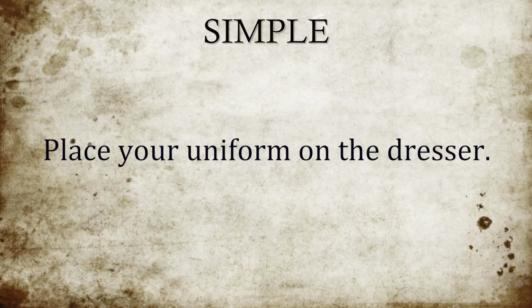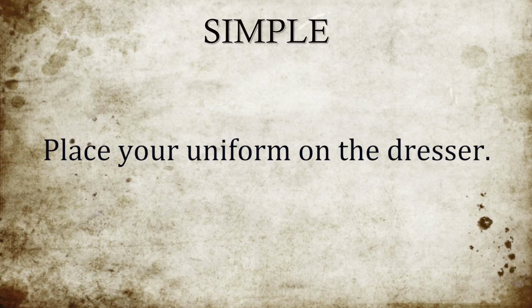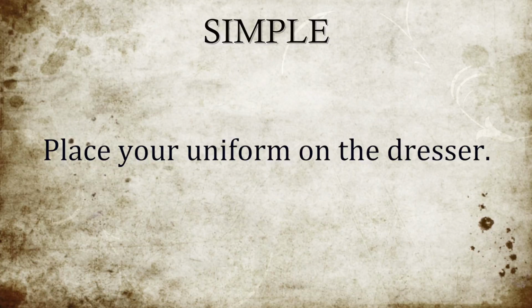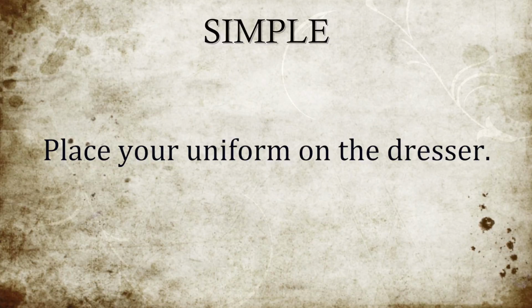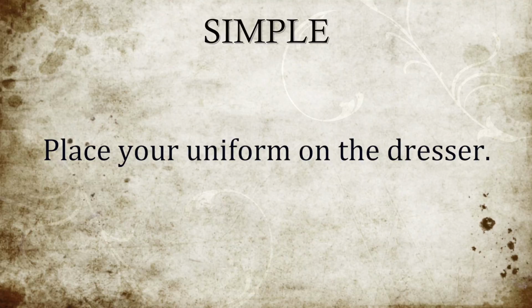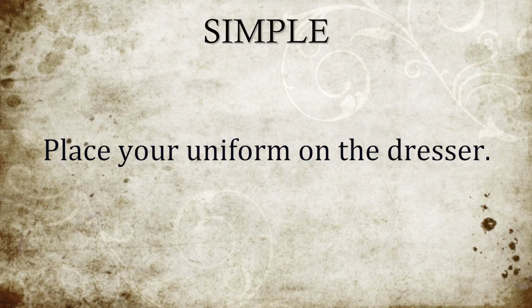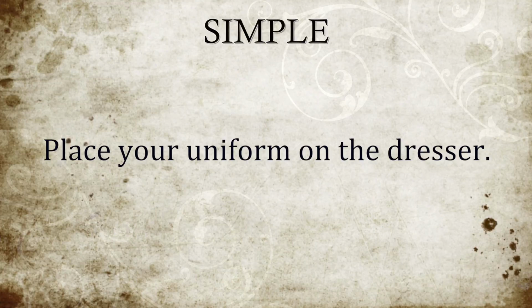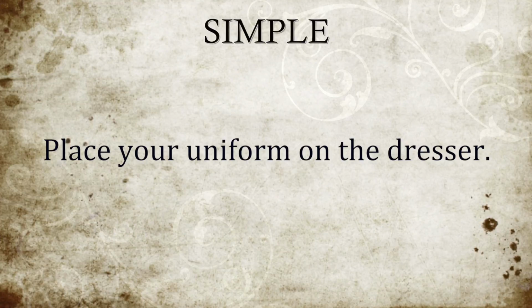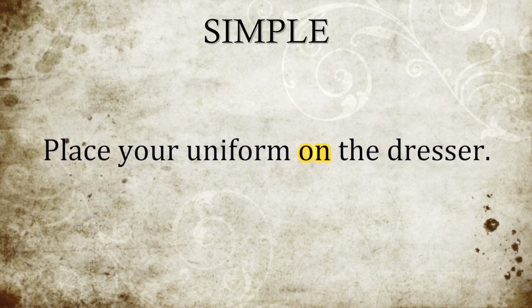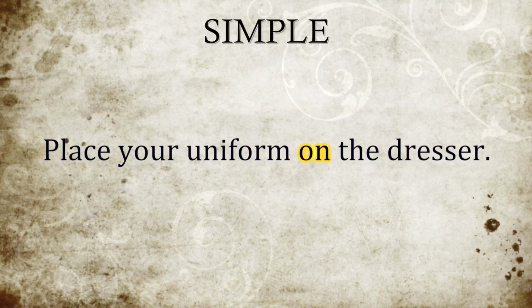Let me give you a sentence for a simple preposition. If I say, place your uniform on the dresser, we have to locate the nouns. This is simply how I do it. If you have another way of identifying them, that's great. Here's what I normally do. So uniform and dresser, those are my nouns. Then I look for how we have a relationship going on between those. So uniform and dresser, uniform should go on the dresser. So on would be our simple preposition.